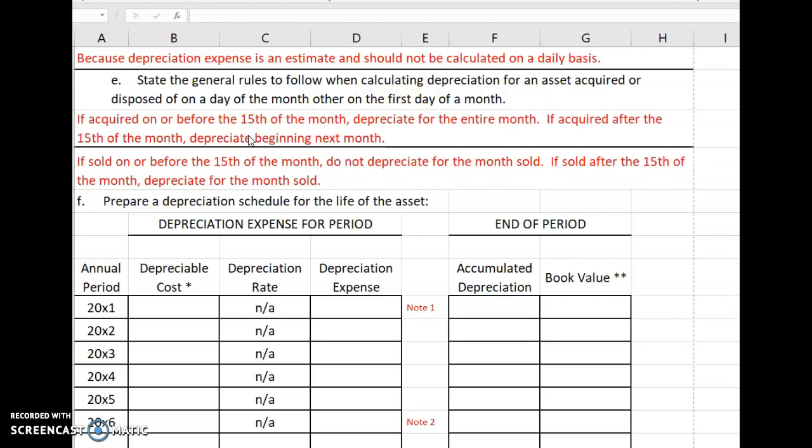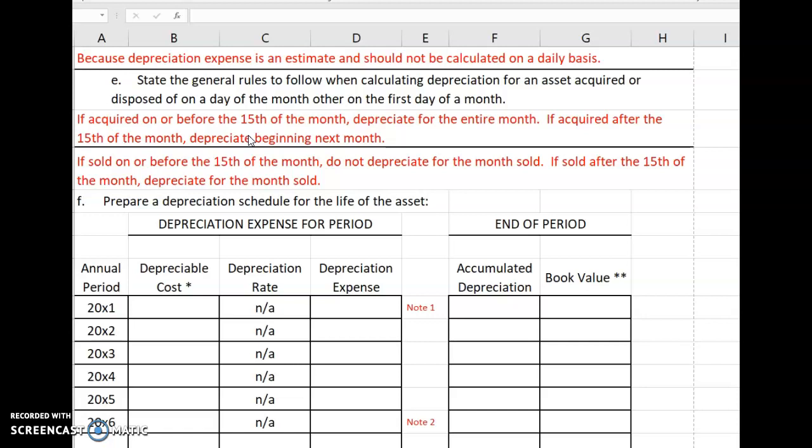The rules of how to deal with an asset that is acquired or is sold on a day other than the first day of the month are quite flexible, and they vary between companies. A company you go to work for may not follow this exact rule, but in general, it's safe to say that if an asset is acquired on or before the 15th of the month, depreciate that asset for the entire month. If it's acquired after the 15th of the month, begin depreciation on the first day of the next month.